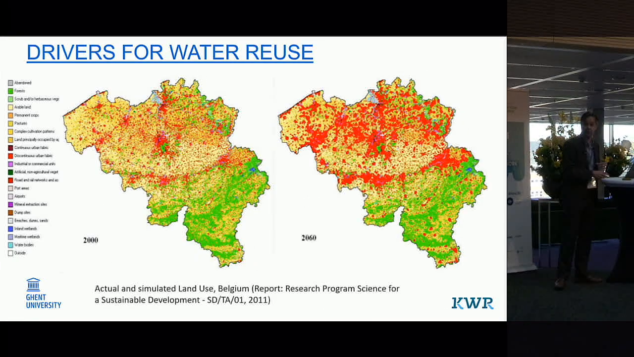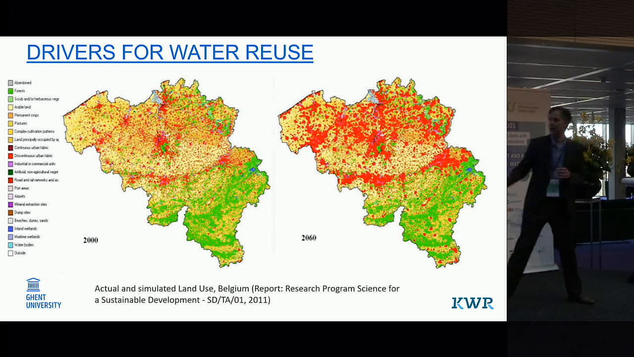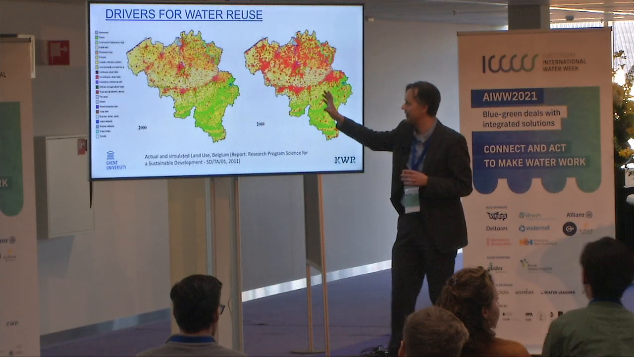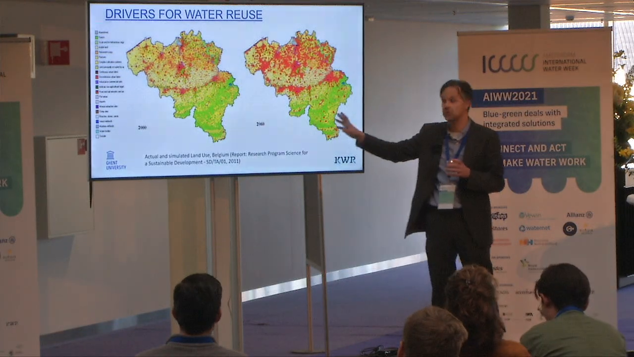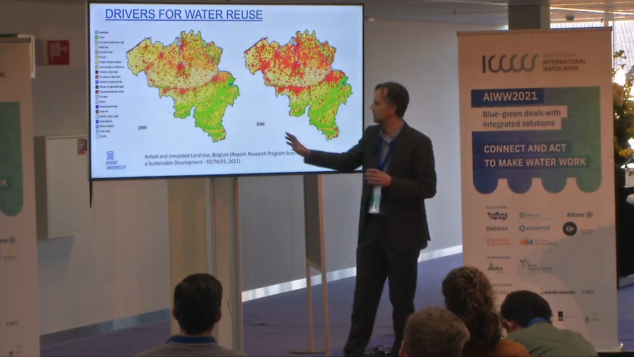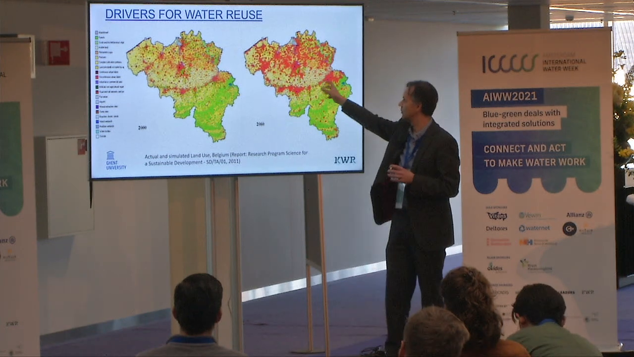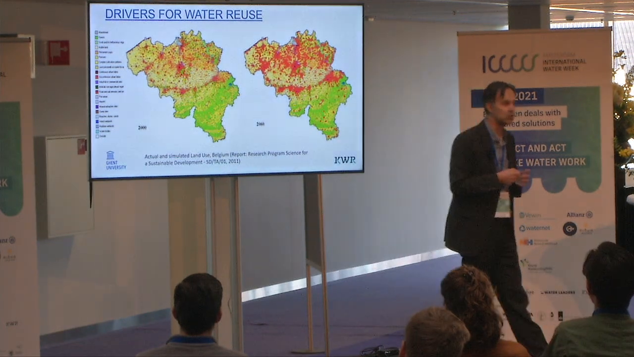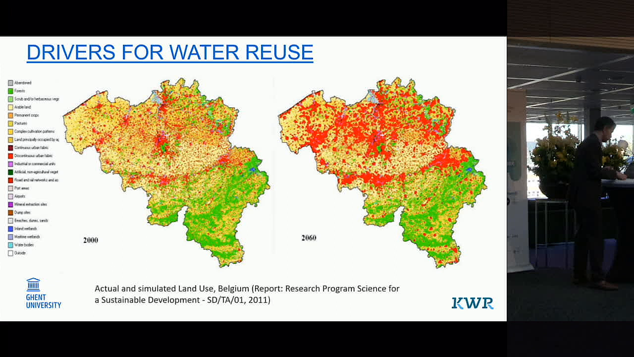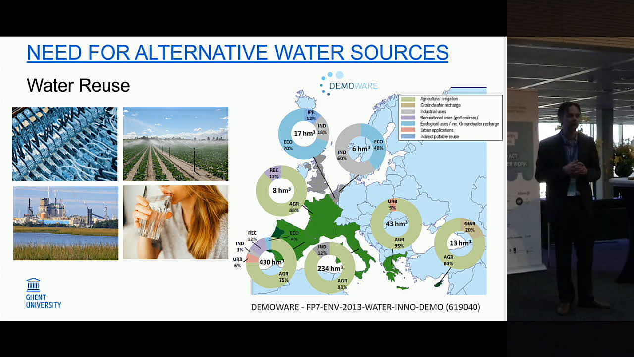Besides that, and I will just point it out now and come back to it later, if you look at the urban fabric figures, so the land use in Belgium from the same study, we can clearly see the red spots, which is the urban fabric, very much increasing in 40 years. So, four main drivers for the need for alternative water sources.